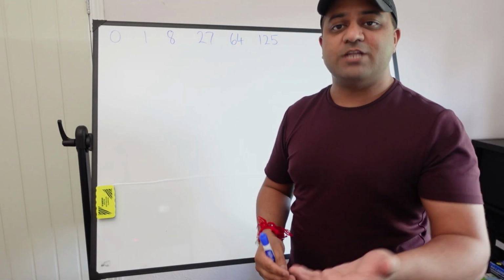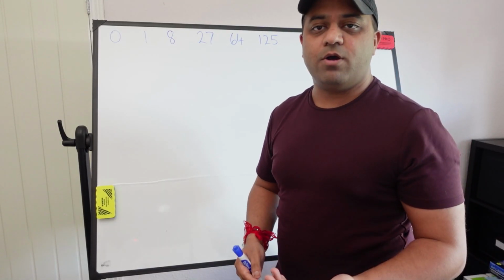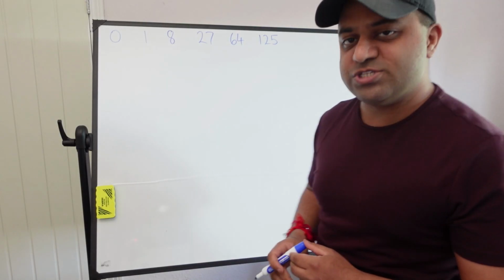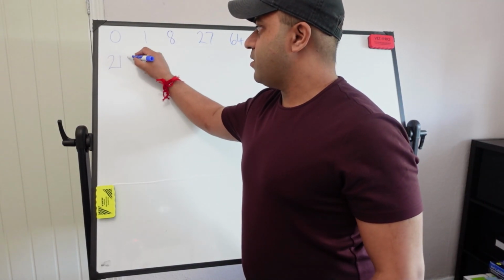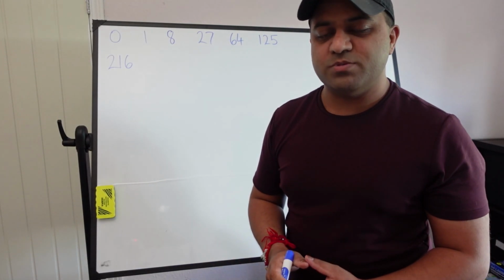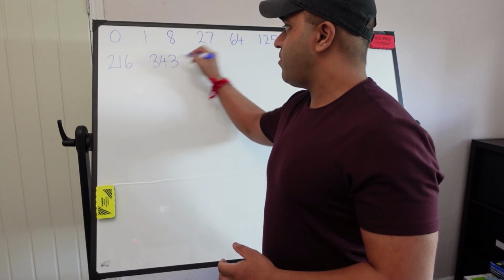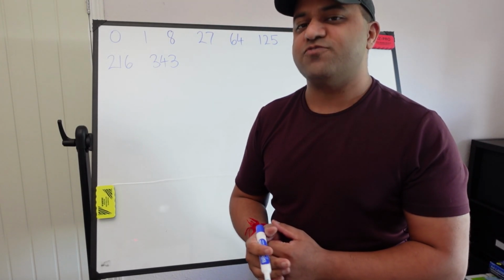However, if you want to challenge yourself yet again, we'll carry on. 6 cubed is 216. 7 cubed is 343. 8 cubed is 512.